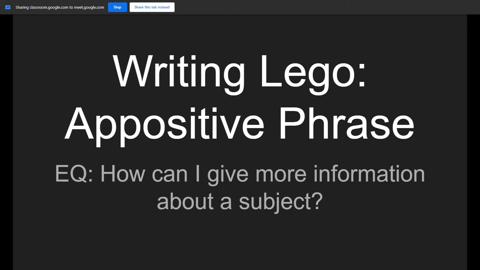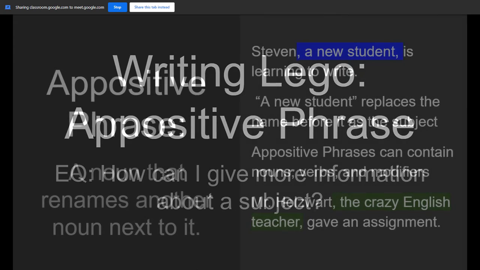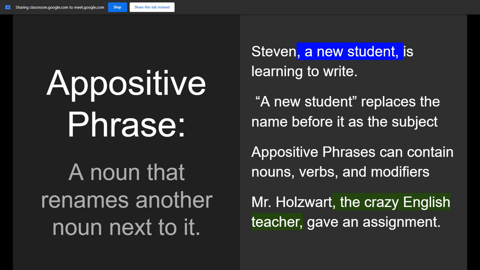Our essential question is, how can I give more information about a subject? Now, when I say subject, I mean the subject of our sentence. It doesn't have to be the subject. It could also be a noun used later on, but an appositive phrase is a noun or a noun phrase that renames another noun next to it. So it renames a person, place, or thing.